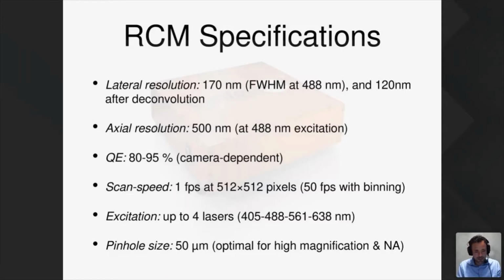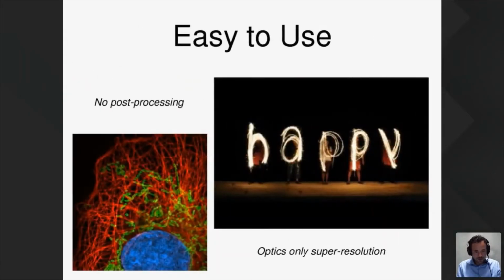We use 4 lasers for excitation, so we can use 405, 488, 561, and 640. But we can also adapt to other wavelengths if necessary. The pinhole inside our microscope is fixed, so there's no need to change the pinhole. This is optimized for high NA and high magnification objectives. So this makes this technique extremely easy to use. With very little training, a user can get a very nice image out. And these images I will be showing more and more in the upcoming slides.